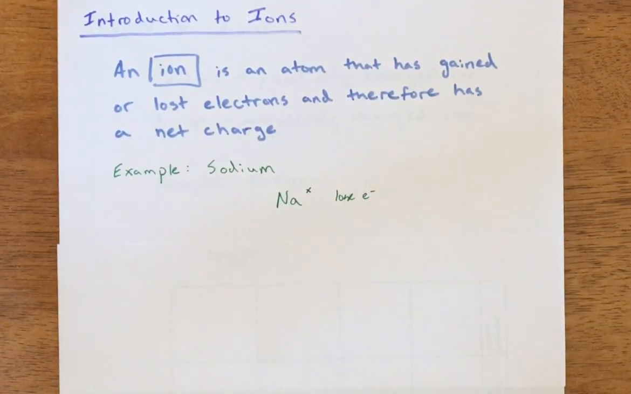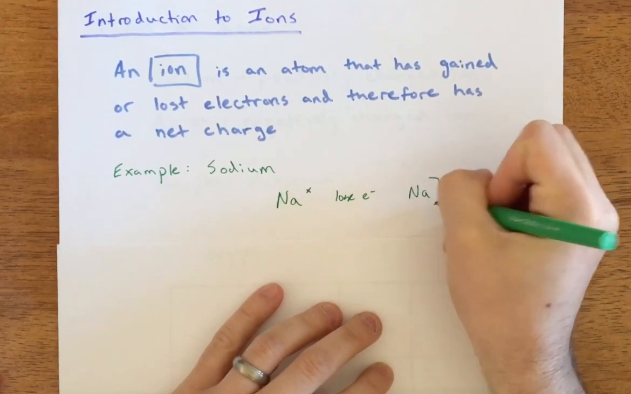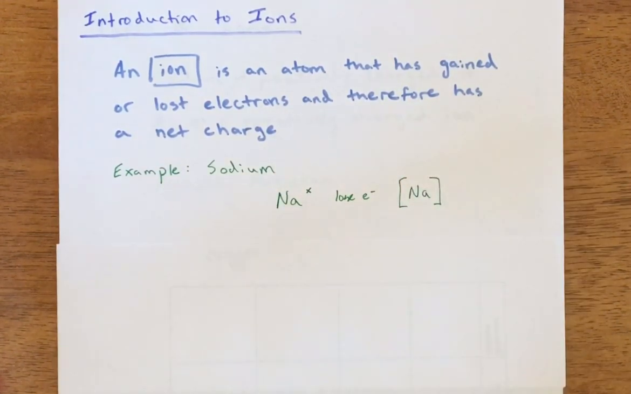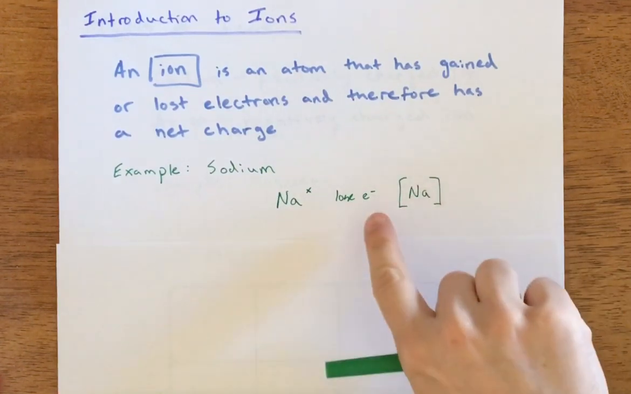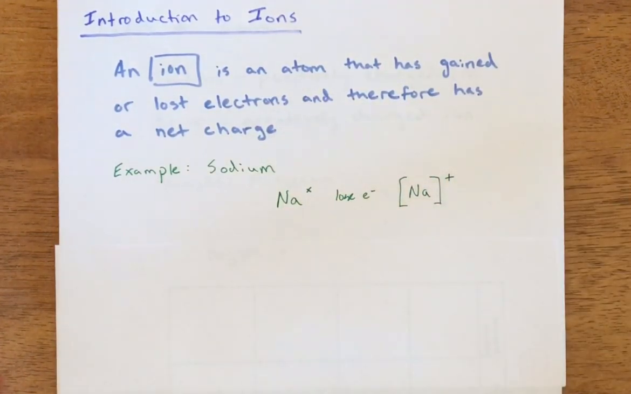Now it's stable. It has no electrons in that valence shell, so the previous shell is full. Since it's lost an electron, we can draw it like this. We usually put it in little brackets, and then we can put the charge on the outside. Since it's lost 1 negative charge, it is now positively charged. You can think of it this way: now it has 1 more proton than it has electrons.